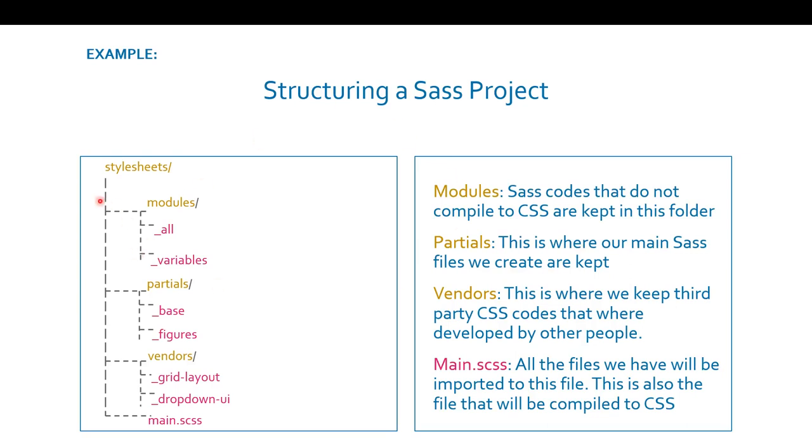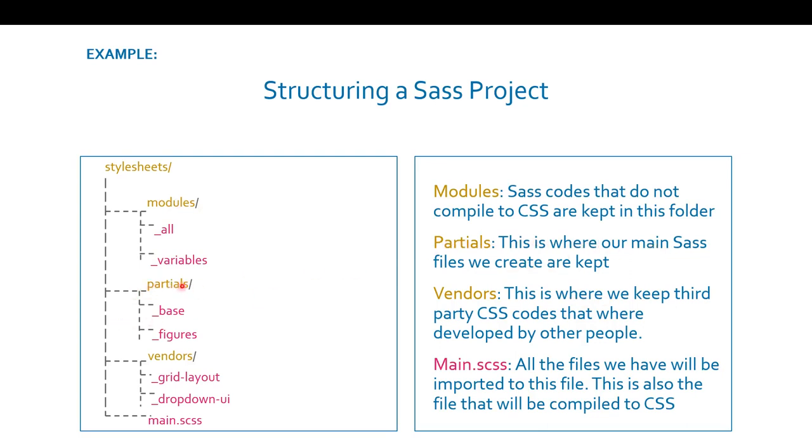So basically, this is the structure I've just shown you practically in my IDE. The module folder contains all the Sass code that does not compile directly to CSS. So we keep them here, because what we do is import the variables and all these things into other Sass files and make use of them there. So we keep all the files that house our variables and any miscellaneous items in the modules folder. Then the partial folder is where our main Sass files are kept.